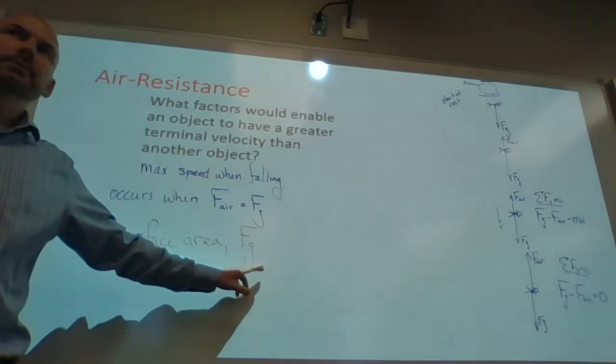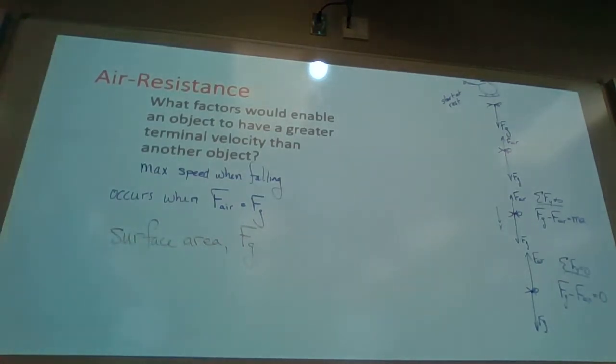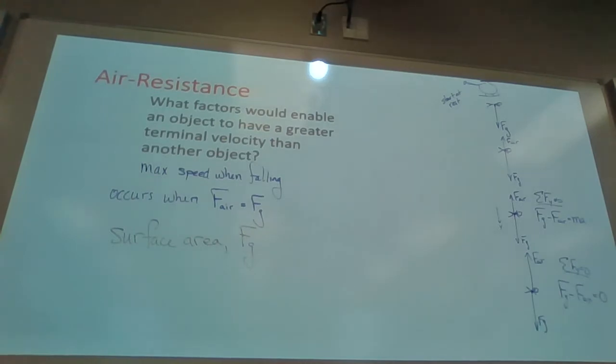Looking at the weight, if you had a ping pong ball and a golf ball, both have roughly the same amount of cross-sectional surface area. But the golf ball is going to fall a lot faster before it reaches terminal velocity than the ping pong ball. Does that make sense? Because it weighs more, it's able to plow through the air molecules more than the ping pong ball.